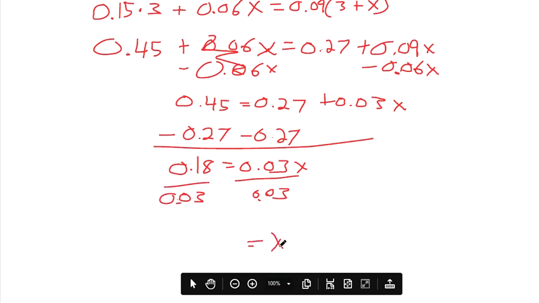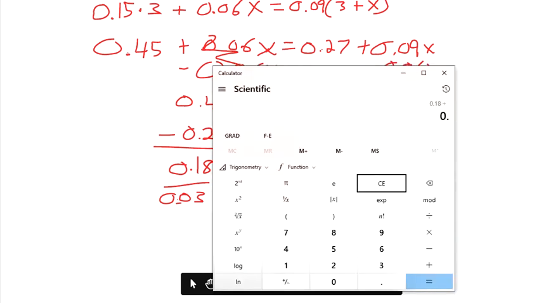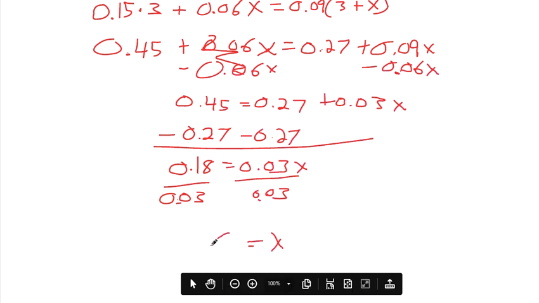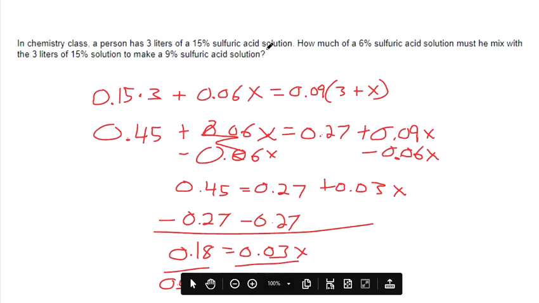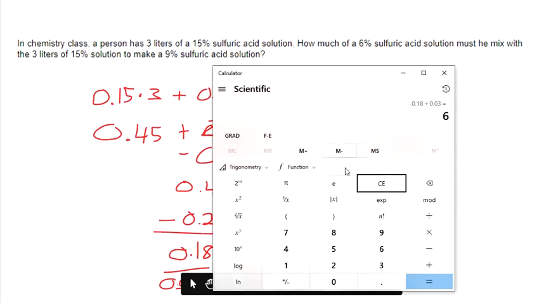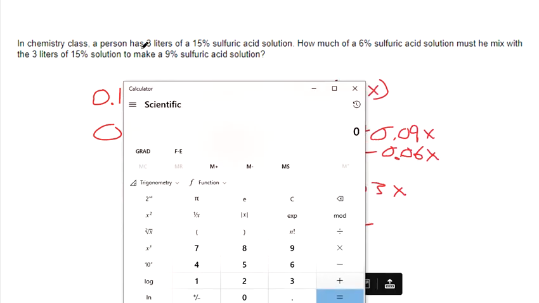So x is going to be 0.18 divided by 0.03, so it came out to a nice even 6 liters. So we need 6 liters of the 6% solution. And we could check that real quick too. Right? If we're doing 3 liters of the 15% plus 6 liters, that means we have a total of 9 liters after we've all poured them together.